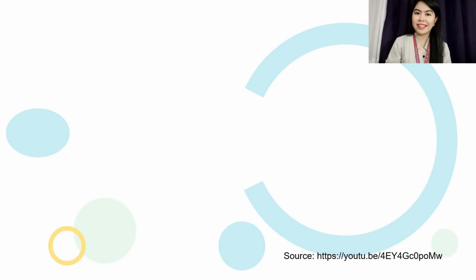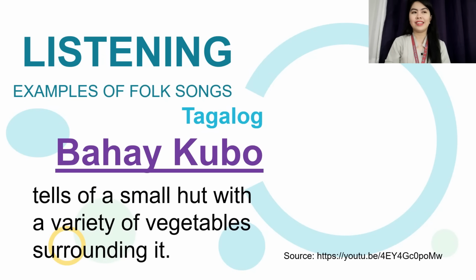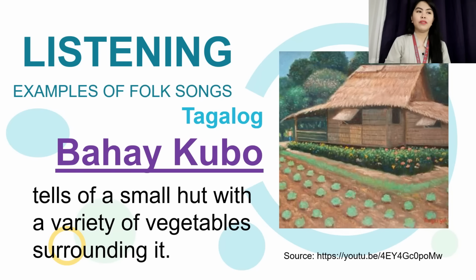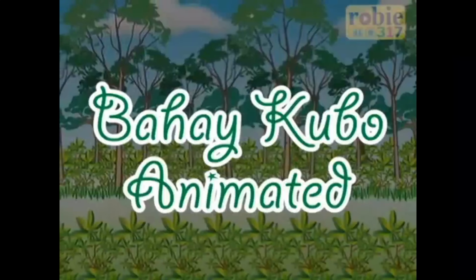Have you noticed? The melody of Atin Ko Pong Sing Sing is similar with the melody of Ako Ay May Lobo. Anyway, let's proceed to the next example, which is the Tagalog folk song, Bahay Kubo. I think everyone is familiar with Bahay Kubo. It tells of a small hut with a variety of vegetables surrounding it. So let's sing along as we watch the video.